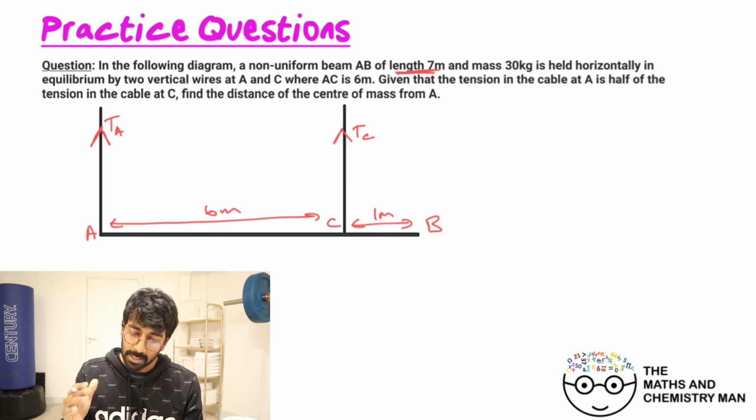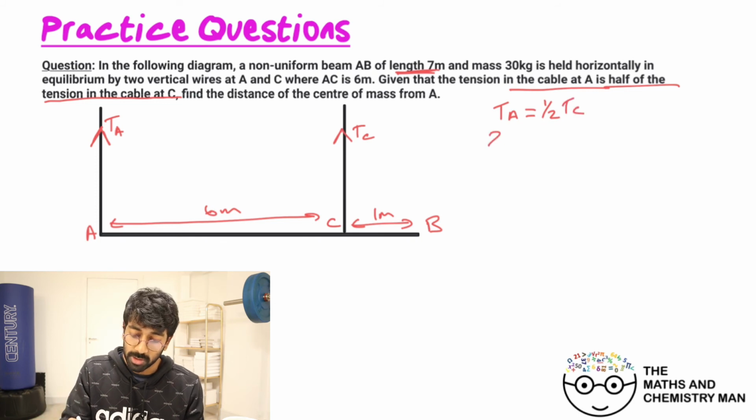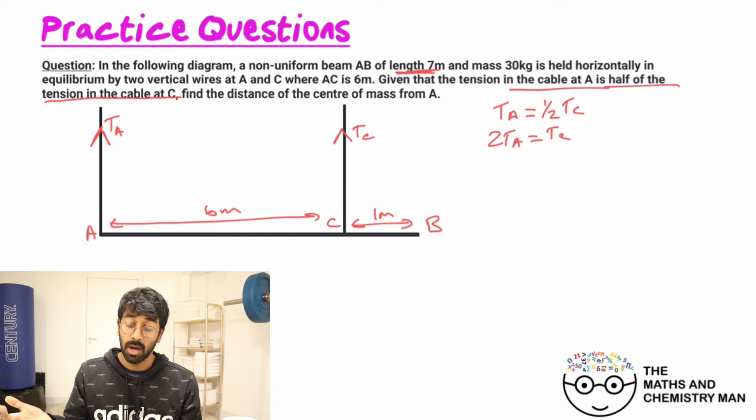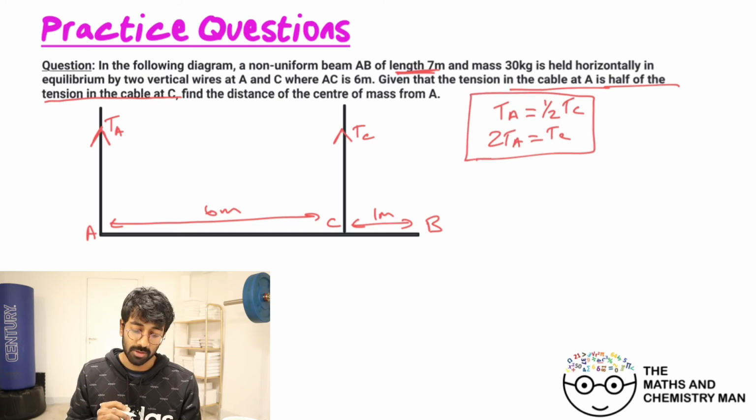Okay, this is good. Now, we're also told that the tension in the cable at A is half the tension in the cable at C. So what they're telling us, the tension in A is half of the tension in the cable at C. So what we can say is tension in A must be equal to half of the tension in C, or we could say 2 lots of the tension in A is equal to the tension in C, whichever you want to put. So we'll have that in a box just over there.